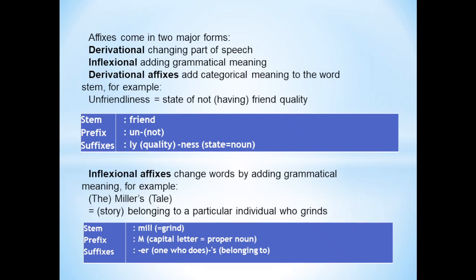Inflectional affixes change words by adding grammatical meaning. For example, let's take the word meal. Meal is the root word, with the meaning of grinding, and we add a prefix, the capital letter M, and the suffix ER. So Miller. Miller's tale, belonging to a particular individual who grinds.